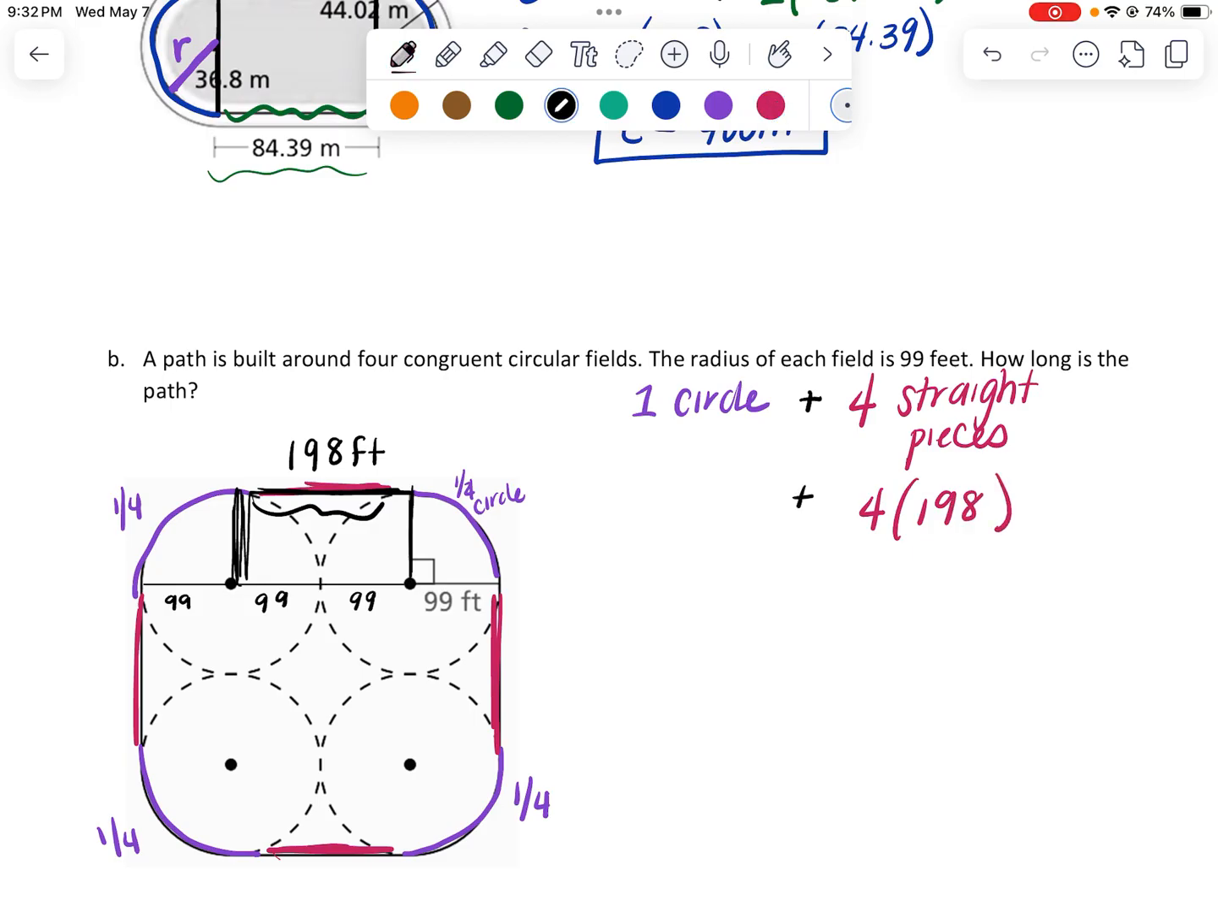So I already know the straight pieces. And then again, I know my circle is 2 pi r. That's the circumference of the circle. And so I'm going to go 2 pi, and the radius is 99. And again, I'm going to plug it all into my calculator. And I get that this track is 1,414 feet.